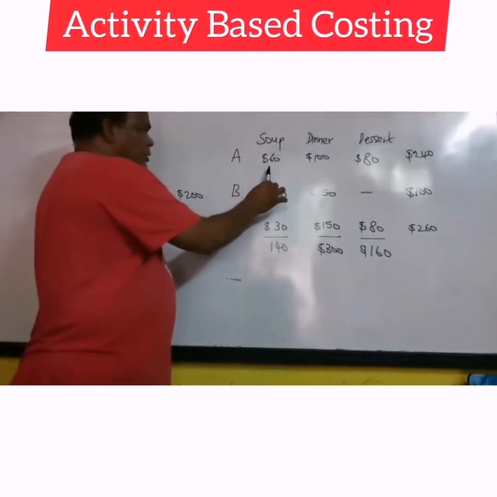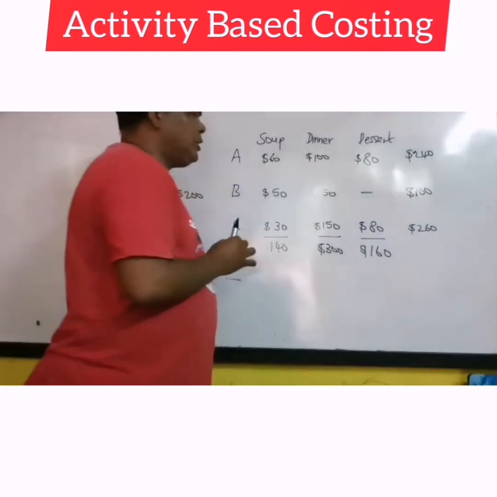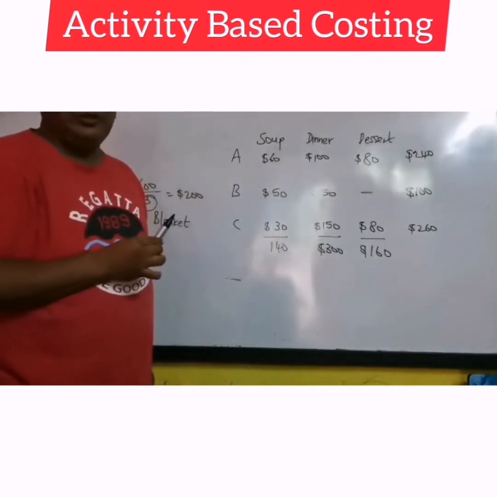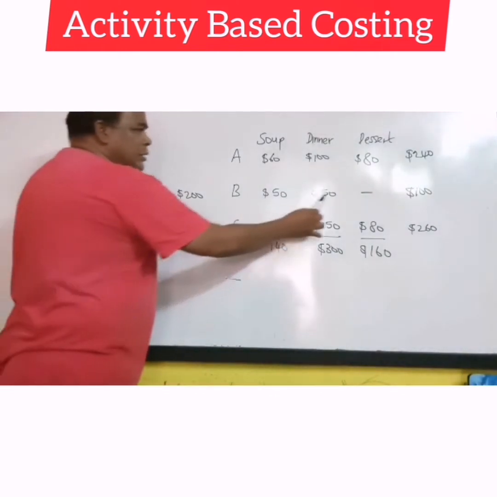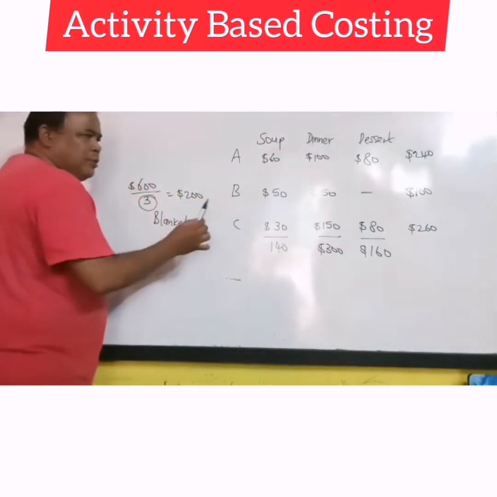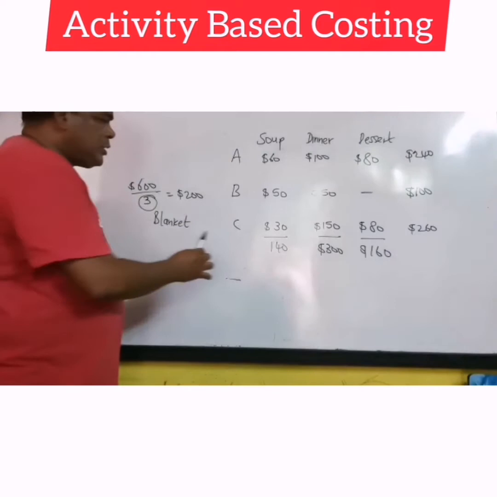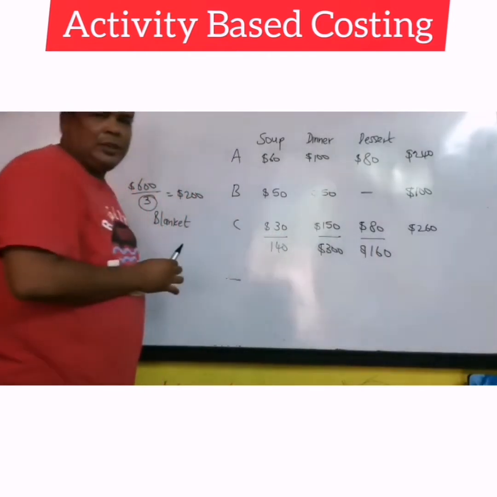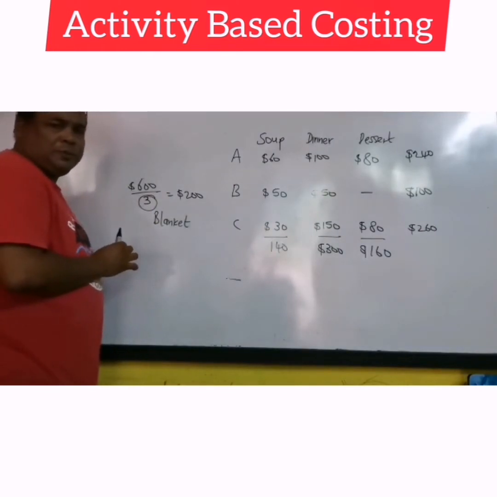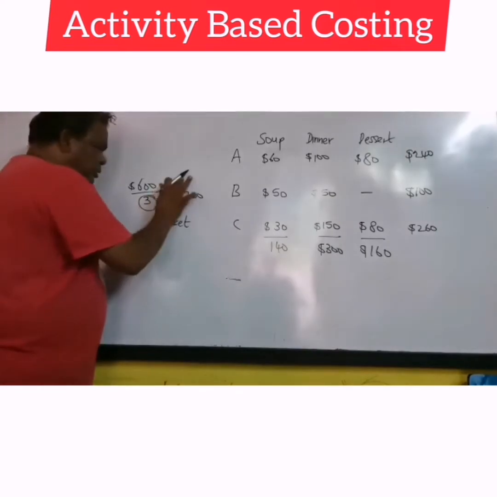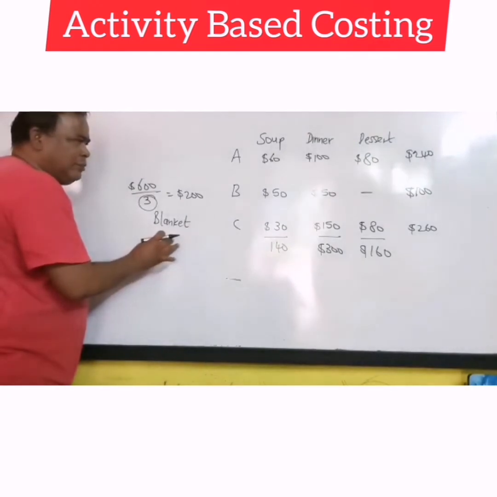A has taken soup $60, dinner $100, and $80 for dessert. He has to pay $240, but he paid only $200. B did not take any dessert. He has to pay only $100. How much did he pay? $200. C has to pay $260, but he paid only $200. So this is the cost. The cost has been wrongly calculated because it has been based on the blanket rate, that is, the number of friends.